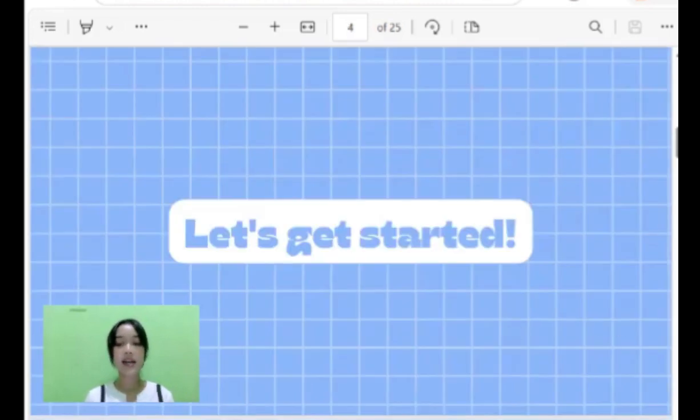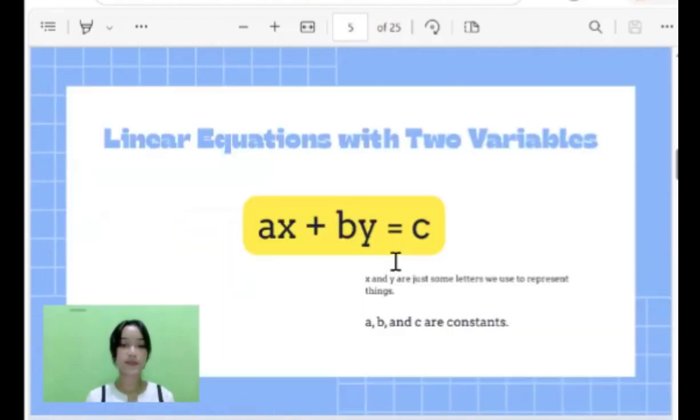Now let's discuss linear equation in two variables. A linear equation with two variables contains two variables and each variable has degree 1. It is ax plus by equals c. In this equation, x and y are variables, while a, b, and c are constants. For example, 2x plus 3y equals 10. This is called a linear equation because the variables are not squared or multiplied together.